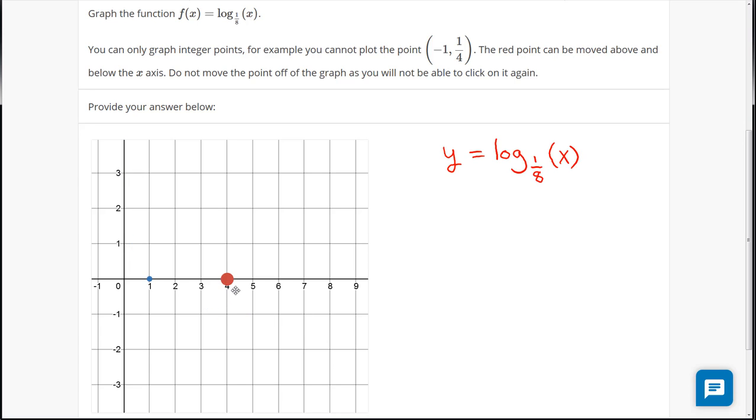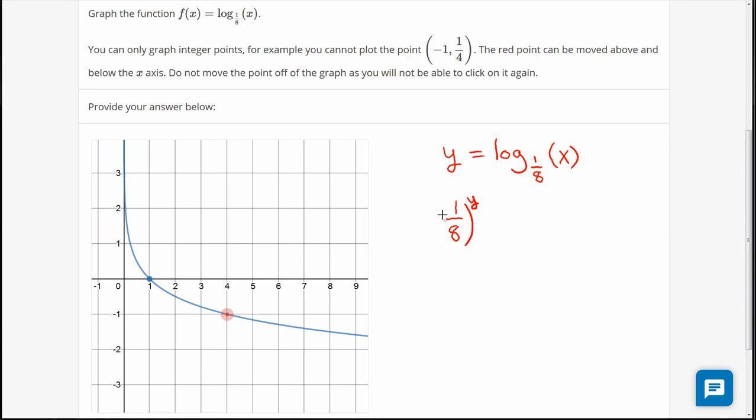I need to drag this red dot to an xy point that satisfies this equation right here, because the graph of this function is going to be the set of all xy points that satisfy this equation. So how am I going to find an xy point that satisfies that equation? Personally, logarithms are kind of hard to deal with. So whenever I see a logarithm, I like to rewrite it as an exponential.